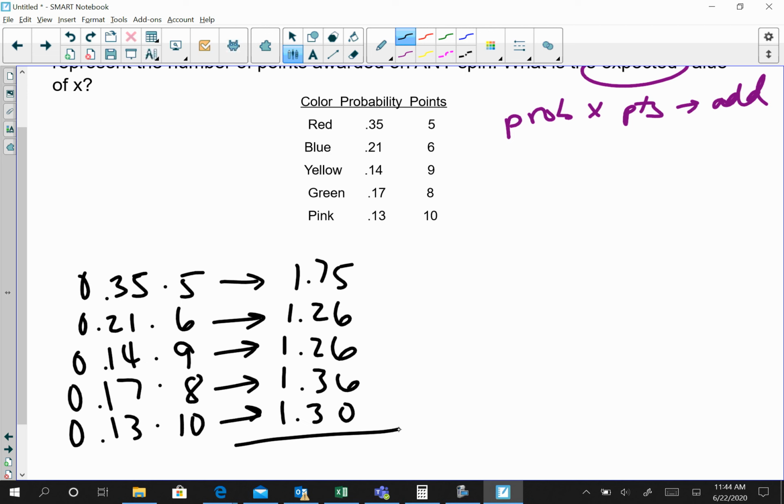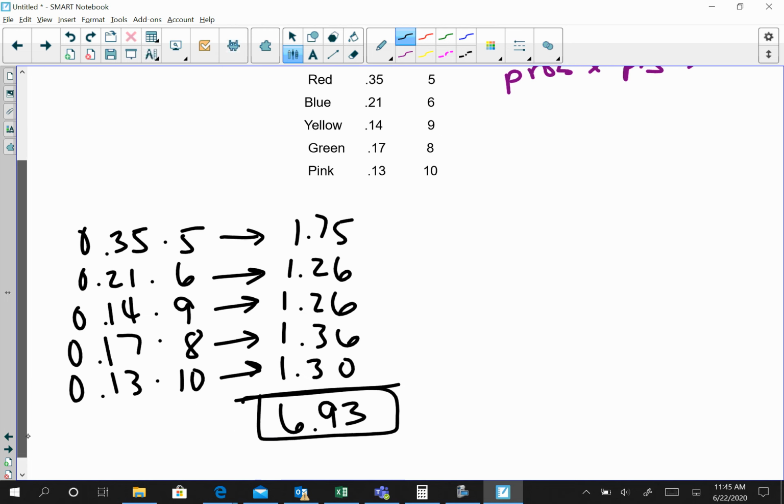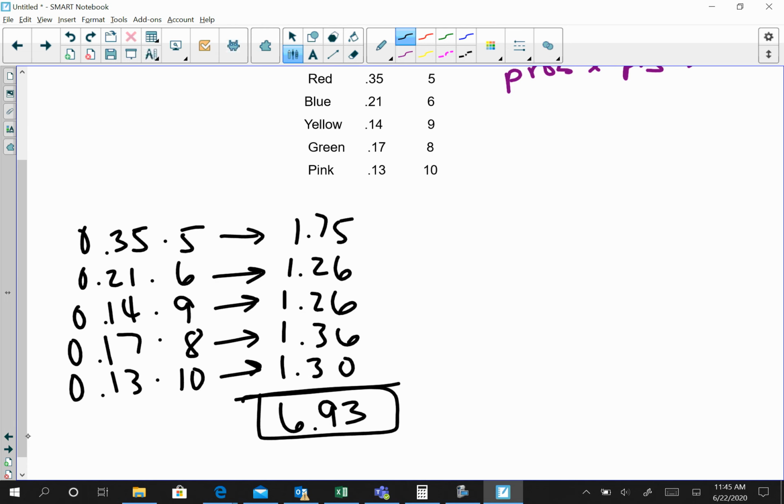I am going to use my calculator. 1.26, 1.26, 1.75. I hit the wrong decimal. 1.26 plus 1.36 plus 1.3. You have an expected point value of 6.93. So pretty much no matter what you get, you should expect a point value of around that, or at least that.